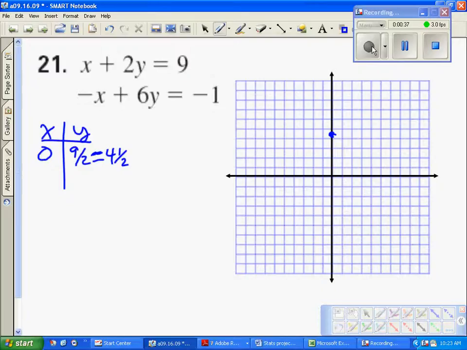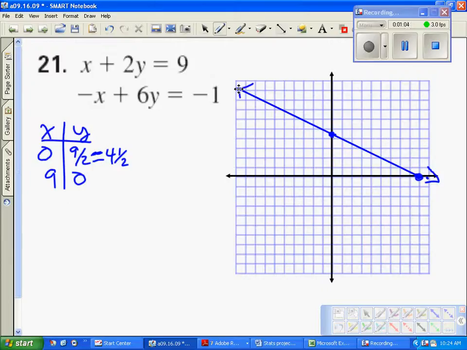Plot it, cover up y and solve for x. Or in other words, if y is 0, x has to be 9. Plot that point. Graph the line. Be as accurate as you can on the line so we can see where the solution is.